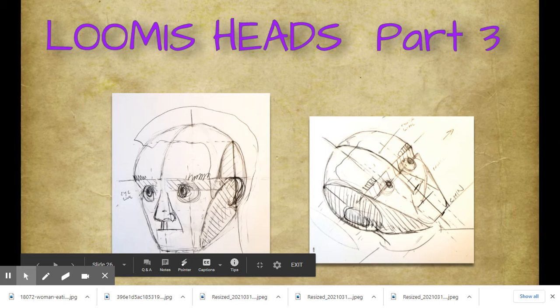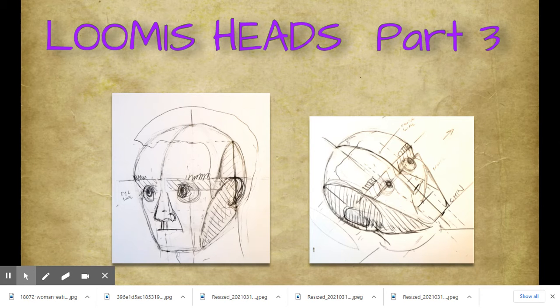This is Loomis heads part 3. We've already learned how to draw a face looking at you straight on and how to draw a profile, whether that person's looking up or down. But now I want to get into the angled views, three-quarter views. Or what about three-quarter view and looking up or down? That's where we're going today.